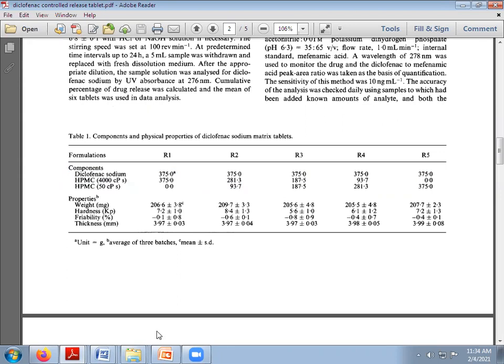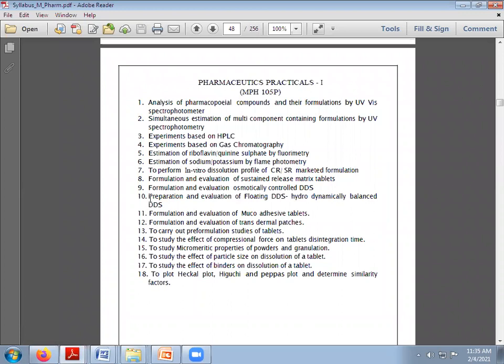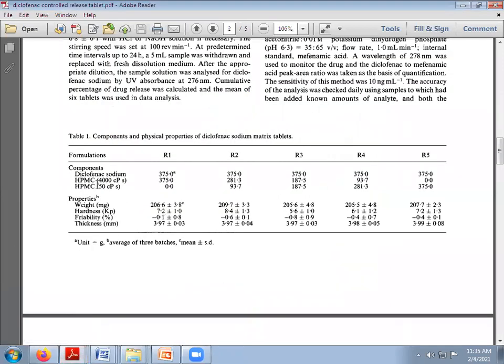So in our practical, to study the effect of binders, here we mentioned dissolution, but we can see that every parameter has been affected when the concentration of these two has been changed. So 4000 CPS means higher viscosity, and 50 CPS is low viscosity. Here the higher viscosity polymer is at zero concentration, and the low viscosity polymer is here.